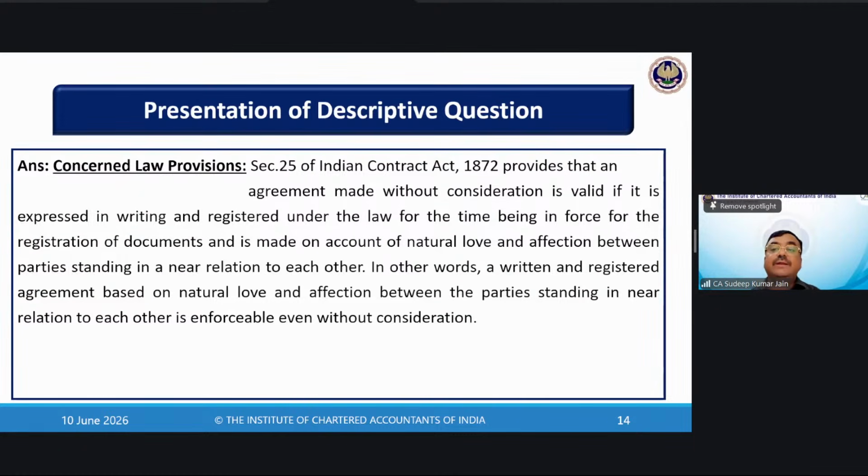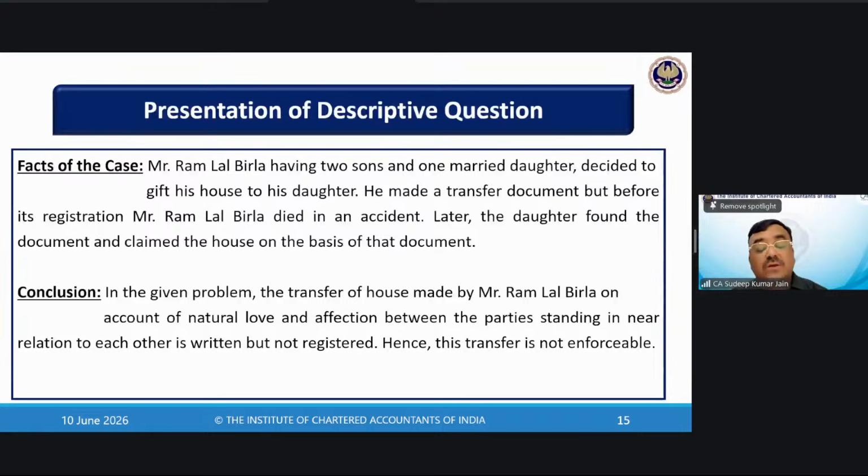Means the agreement should be written and registered. So at this place, the document is written but not registered. So, Akshay, your answer is now correct. So the daughter cannot claim because the agreement is written but not registered.